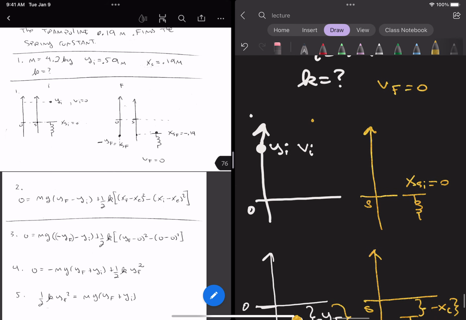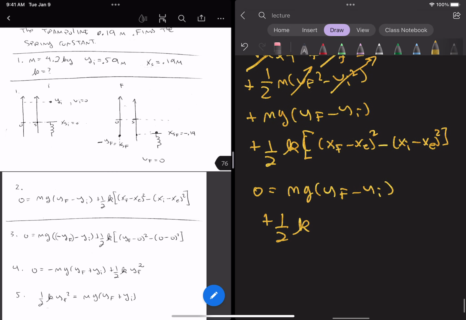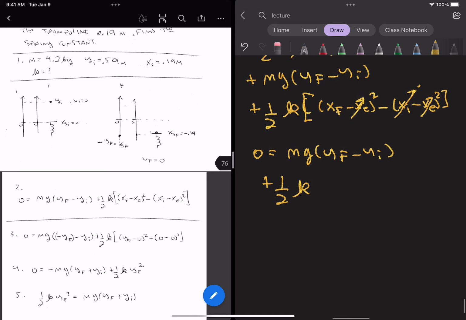Let's see. The initial position of the spring is 0 and it's at equilibrium, so x equilibrium is also 0. So the equilibrium term is going to disappear, and the initial position of the spring is going to disappear. What you're left with is one half k multiplied by x spring final squared.